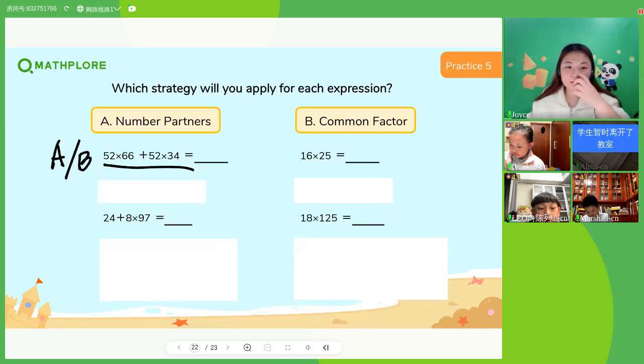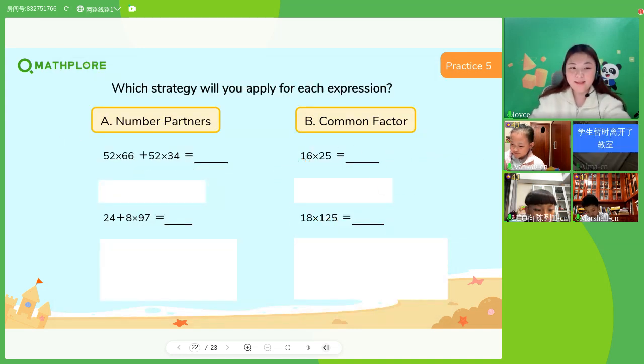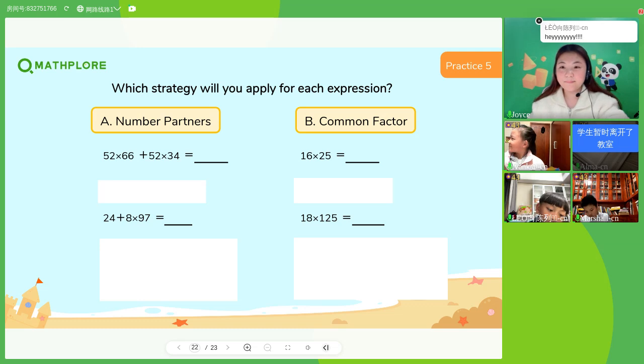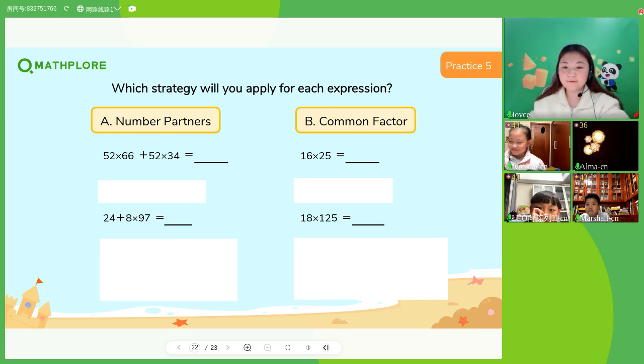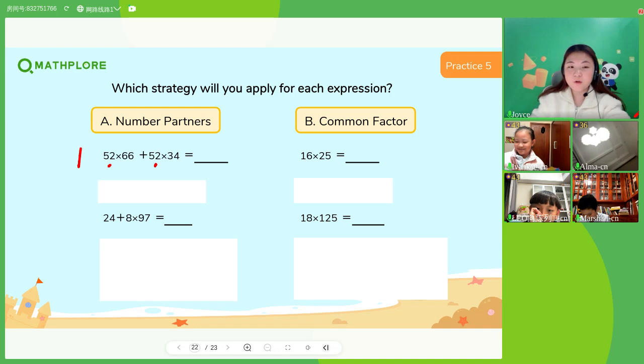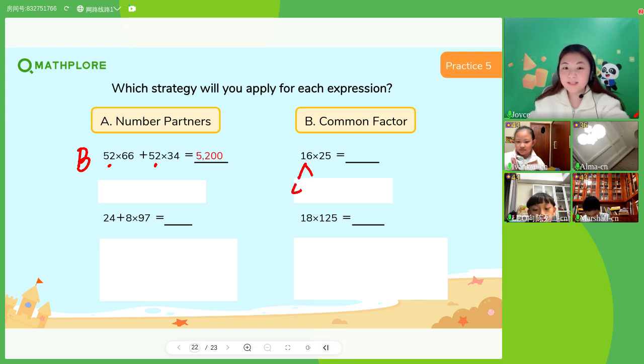Great. So look, everyone, just like what you did. The first one, we have to use which way? Common factor way, right? Because 52 is what we call the common factor. So we can combine 66 and 34 to be 100. So the answer is 5,200, right? Next one, we can break 16 apart into 4 times 4. So 4 and 25 are number partners. So we use the first way. Clear? The answer is 400.